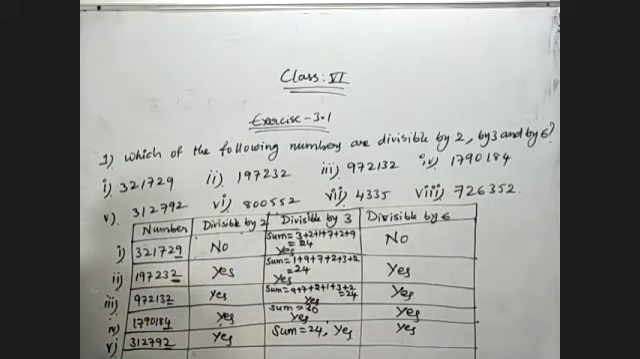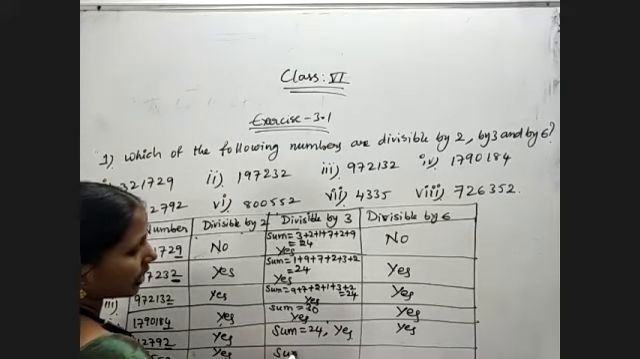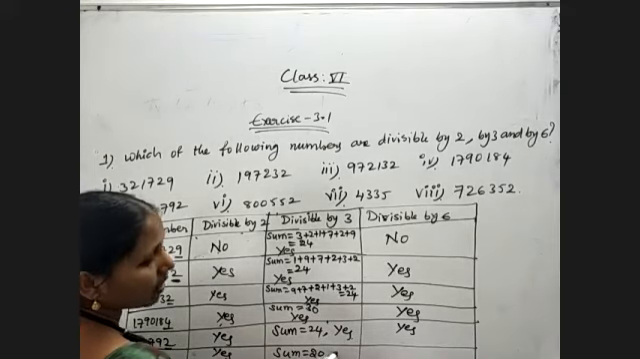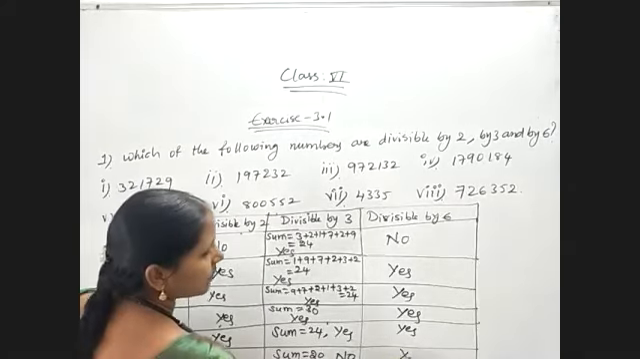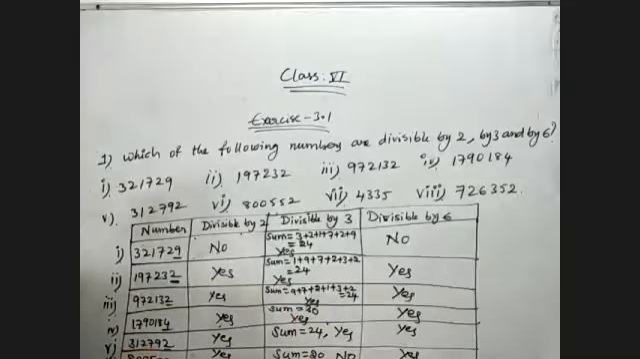Now, sixth example. 800,552. Because 2 is there in the units place, it is divisible by 2. And what is the sum of the digits? 8 plus 2, 10. 5 plus 5, 10. 10 plus 10, 20. Otherwise, 8 plus 5, 13. 13 plus 5, 18. 18 plus 2, 20. The sum we got is 20. Are we getting 20 in the 3 table? No. So it is not divisible by 3. Because it is not divisible by 3, it is also not divisible by 6.